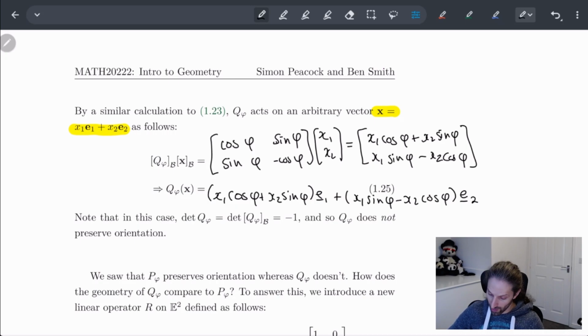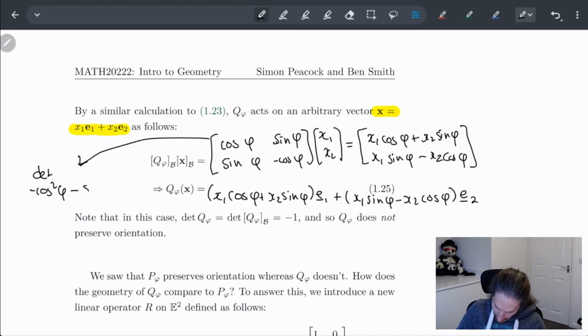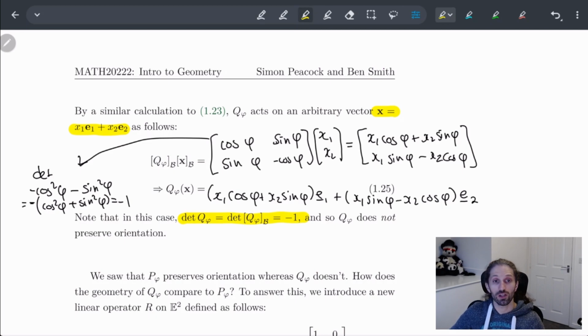Now, in this case, what's the determinant? So let's look at this determinant. This is minus cosine squared phi minus sine squared phi. I can pull out a minus sign in front: cosine squared phi plus sine squared phi. In other words, this is equal to minus 1. So this determinant is equal to minus 1. The key point here is that q does not preserve orientation. In fact, it will swap the orientation.